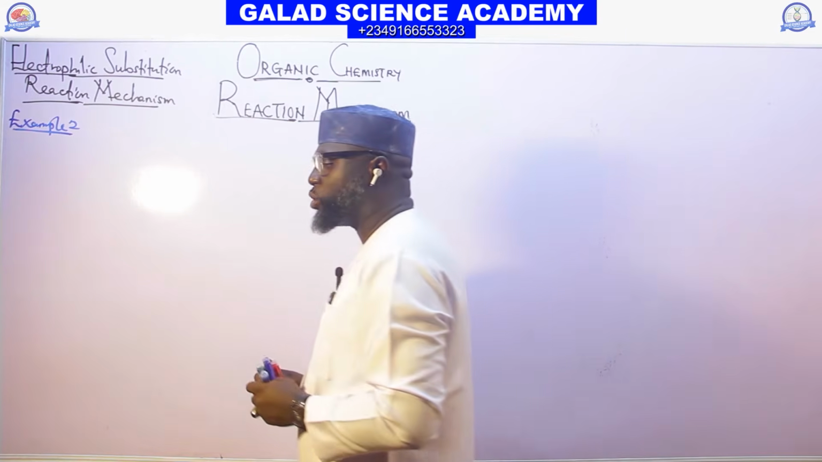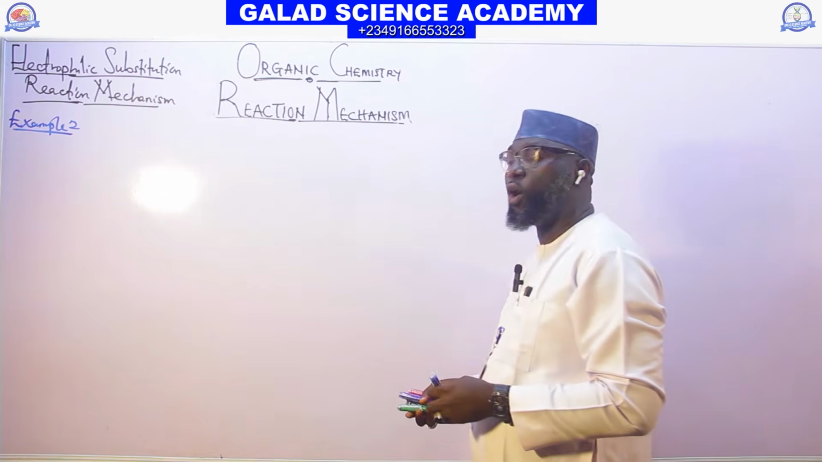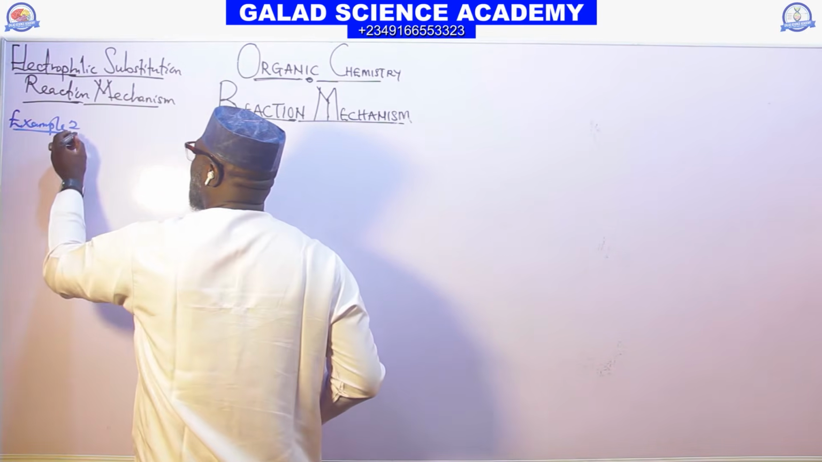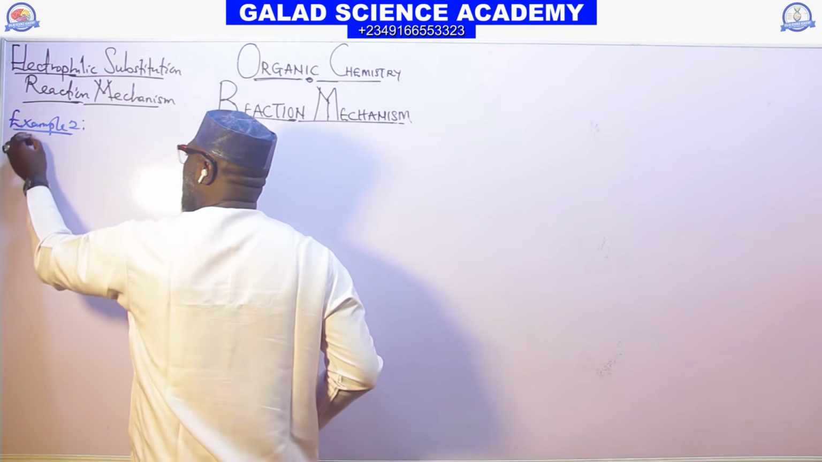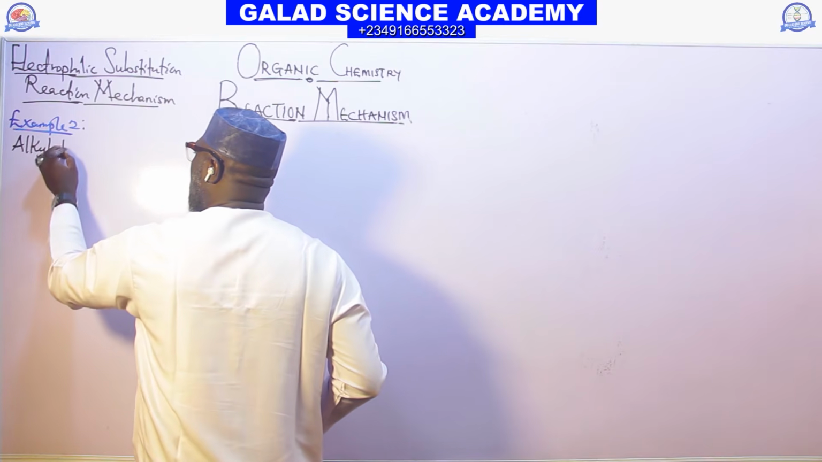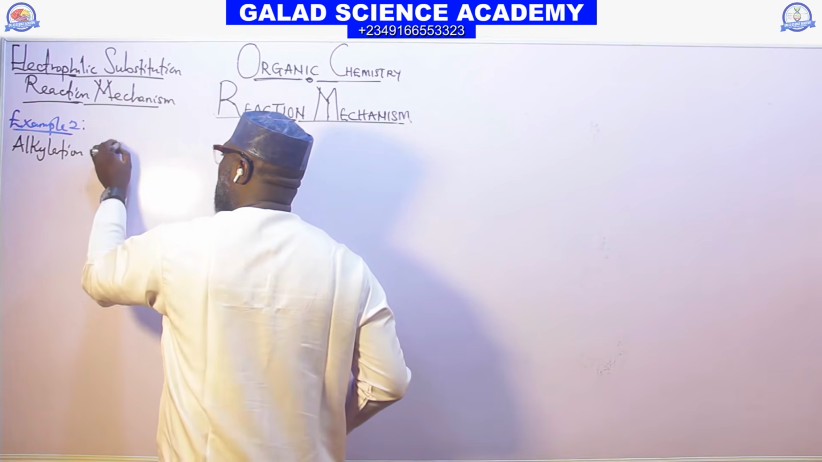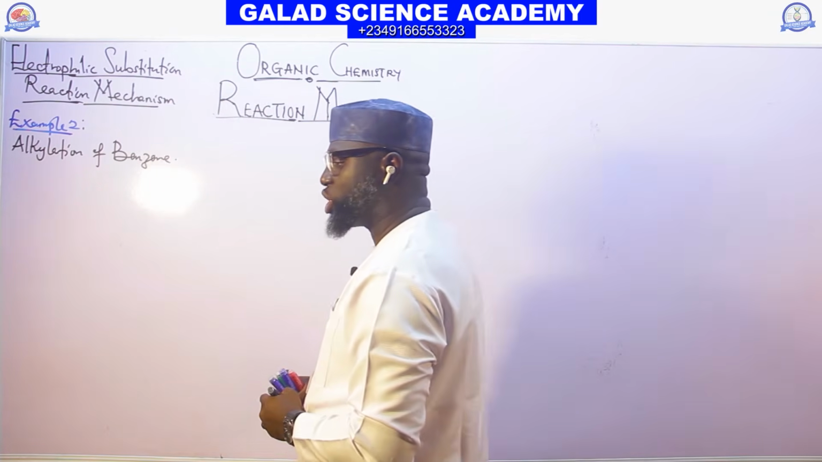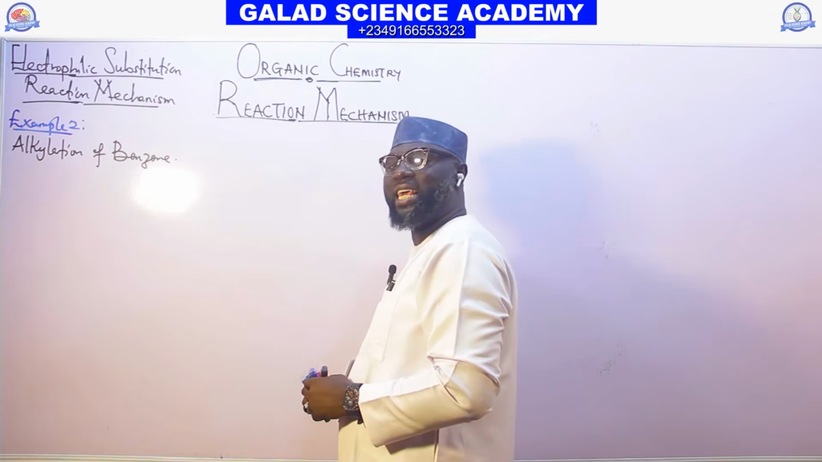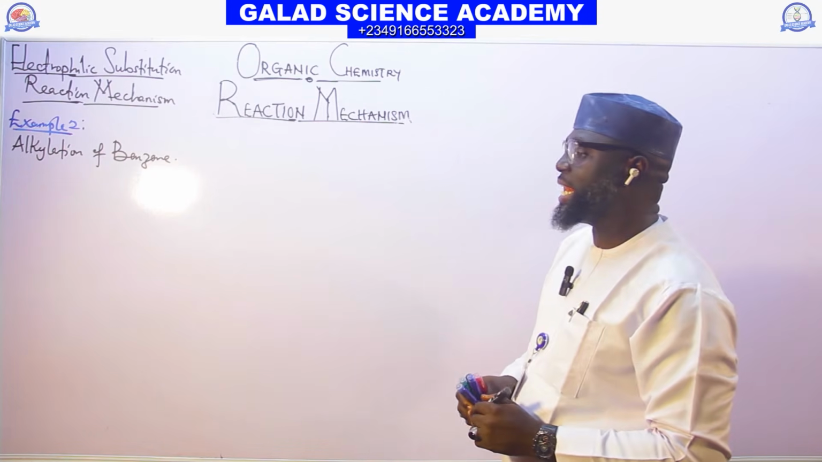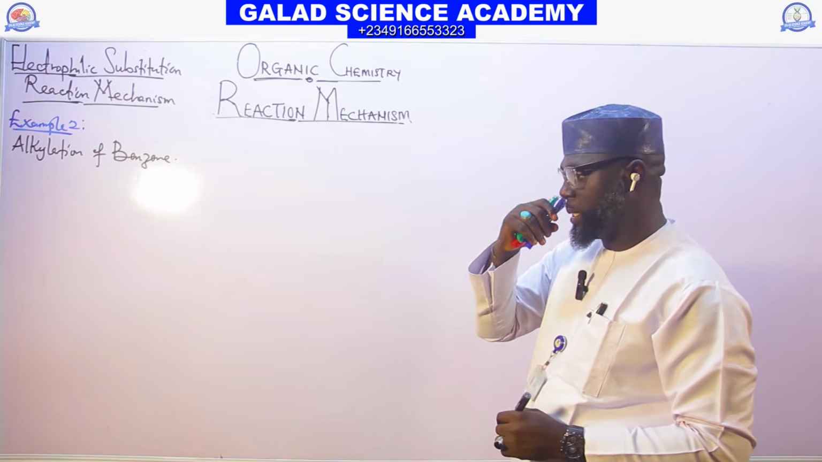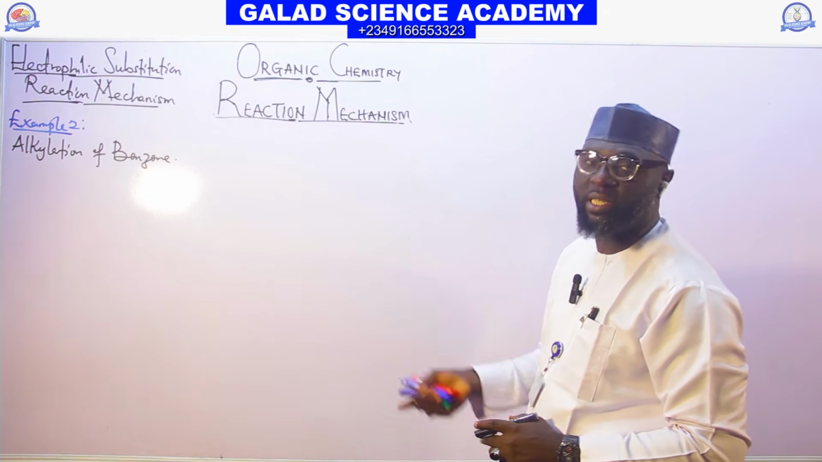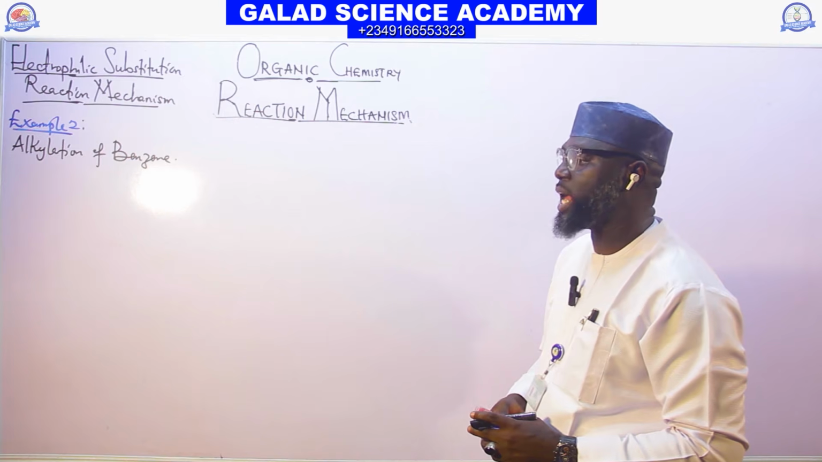Example 2, let's look at the alkylation of benzene. Alkylation of benzene simply means the addition of an alkyl halide to benzene to give us alkyl benzene and HCl as the products.